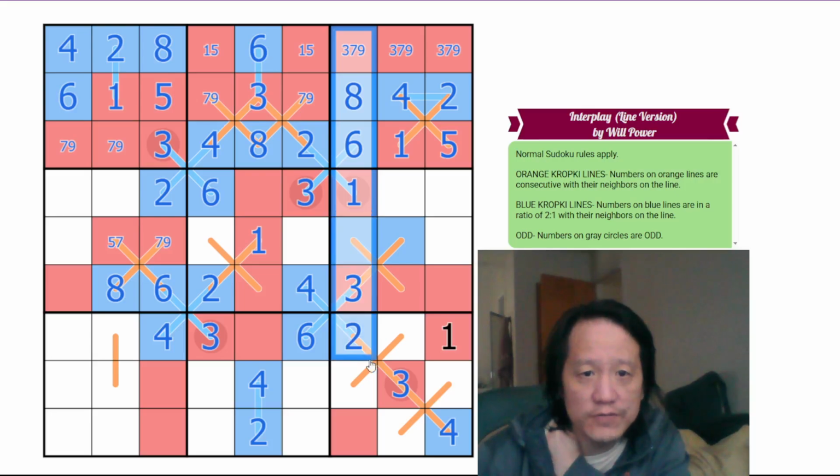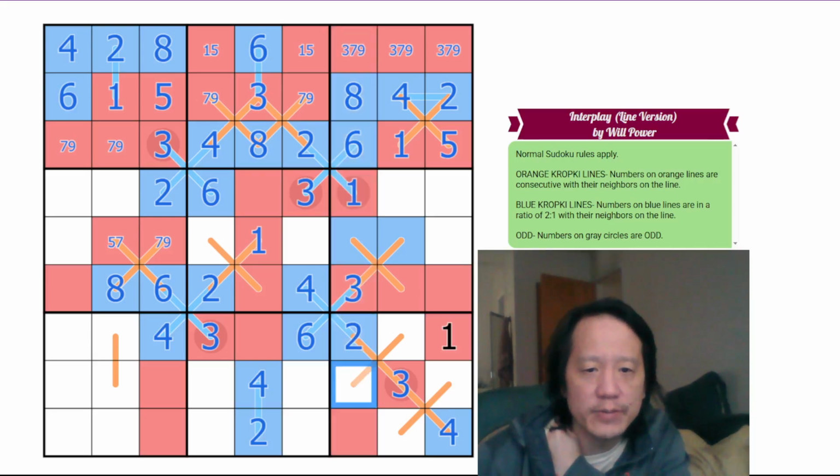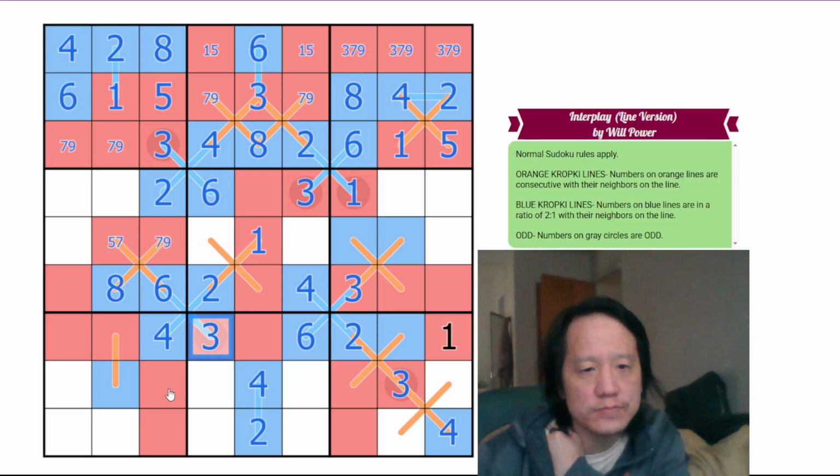We have 4 evens in column 7, so this cannot be even here. This is odd, which forces this to be even here. We have 4 evens in row 7, so the rest must be odd. This is odd, which forces this to be even. And this cannot be 2, 4, or 8, so this has to be 6 here.